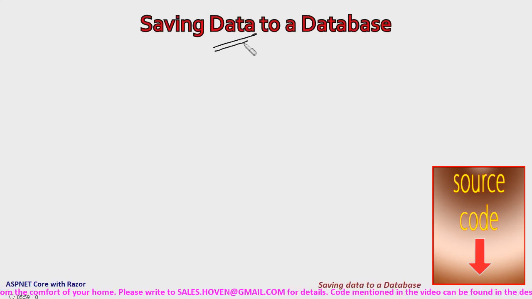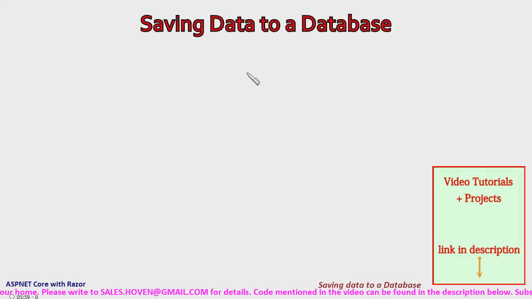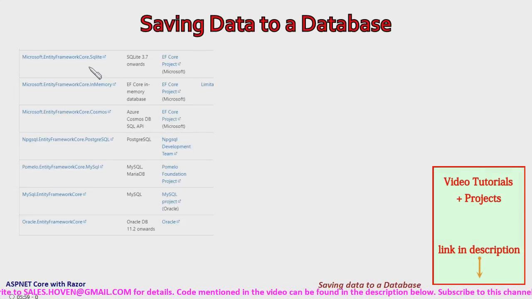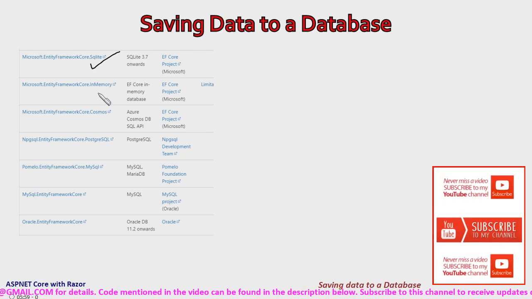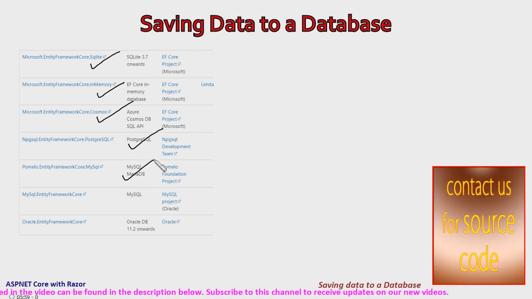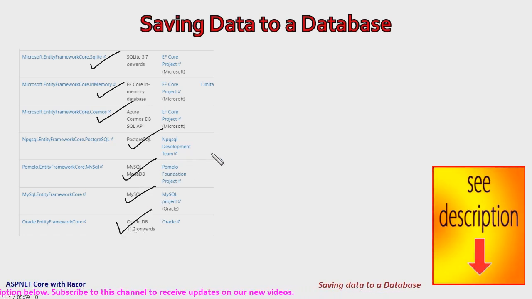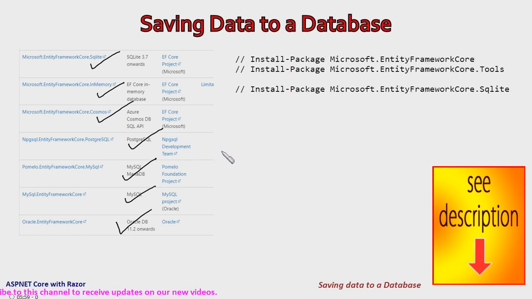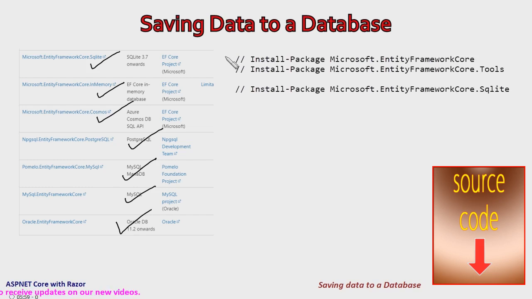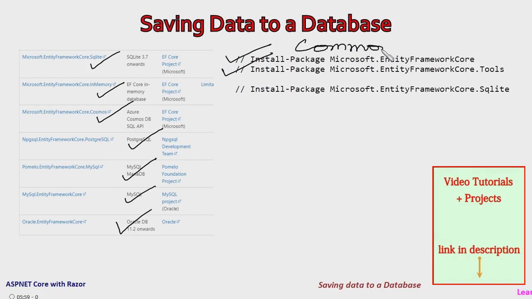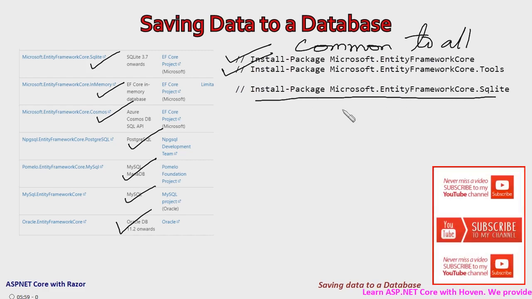In this tutorial, we shall learn how to save data to a database. There are various options available: SQLite, in-memory, Cosmos, Postgres, MySQL, Oracle. So many versions are available, and all these can be used in your project. And these are the NuGet packages you will need. These are common for all, and this one is specific to your database.